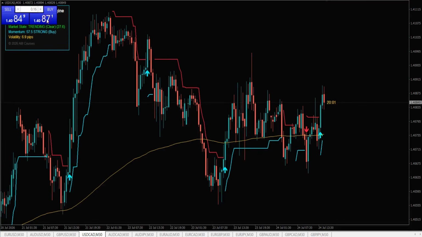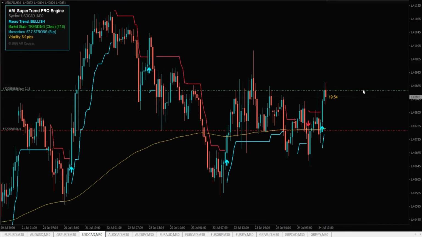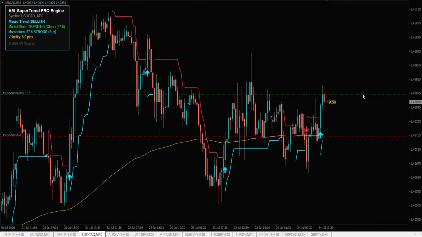The buy arrow prints on a closed candle. The dashboard confirms macro trend bullish, market state trending, momentum on the buy side. Same checklist as before, nothing new there. But now, look at what I do before clicking, because this is the part binary traders never have to think about. I place 2 lines on the chart first.